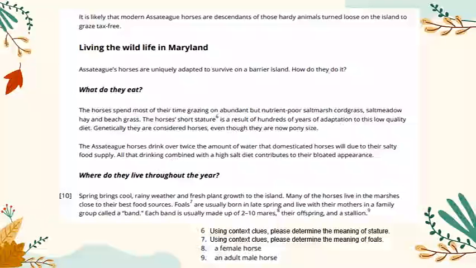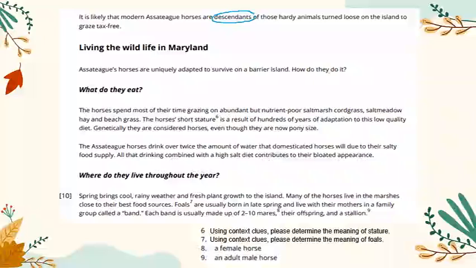So if we continue our topic from the last page, it says it is likely that modern Assateague horses are descendants of those hardy animals that were turned loose on the island to graze tax-free. So they're believing that that is the most likely way the animals got to the island as opposed to the shipwreck folklore.